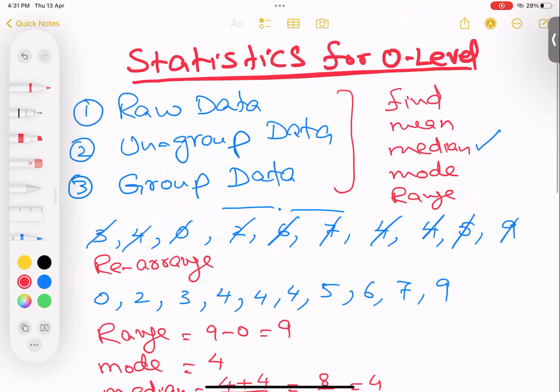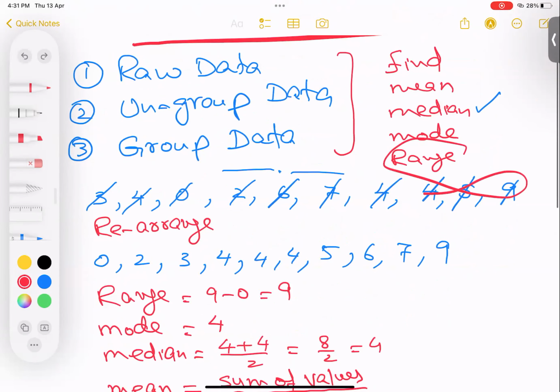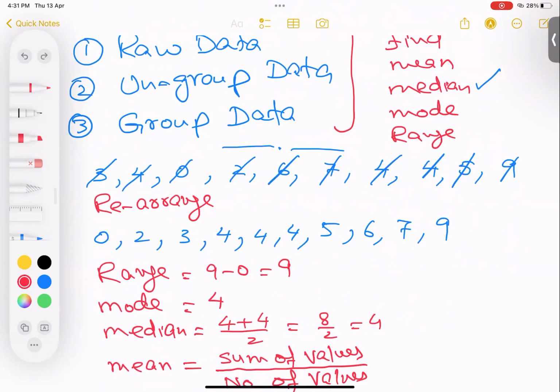Once again, let's recap. He gave us the raw data, which I have written here, and he asked you four things: mean, median, mode, and range. Range is the highest value minus the lowest value. Then he asked us the mode: the highest repeating number is called the mode.